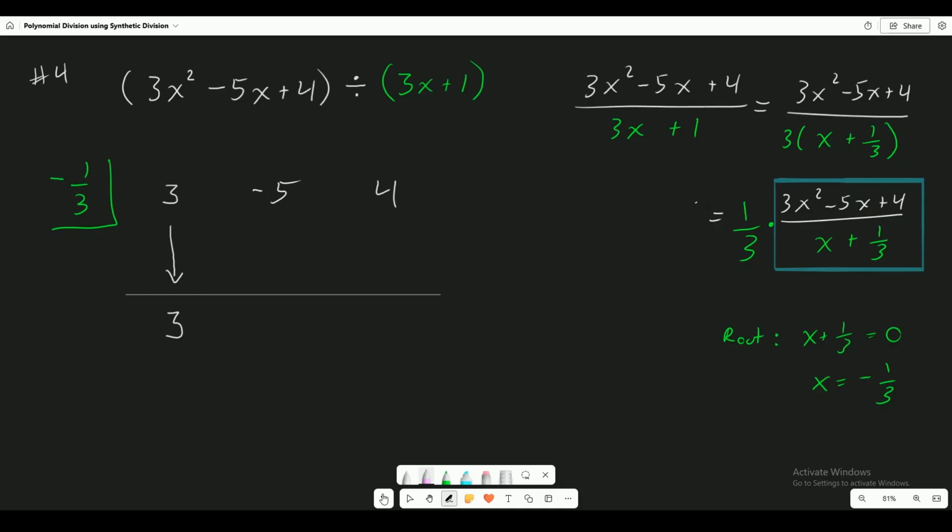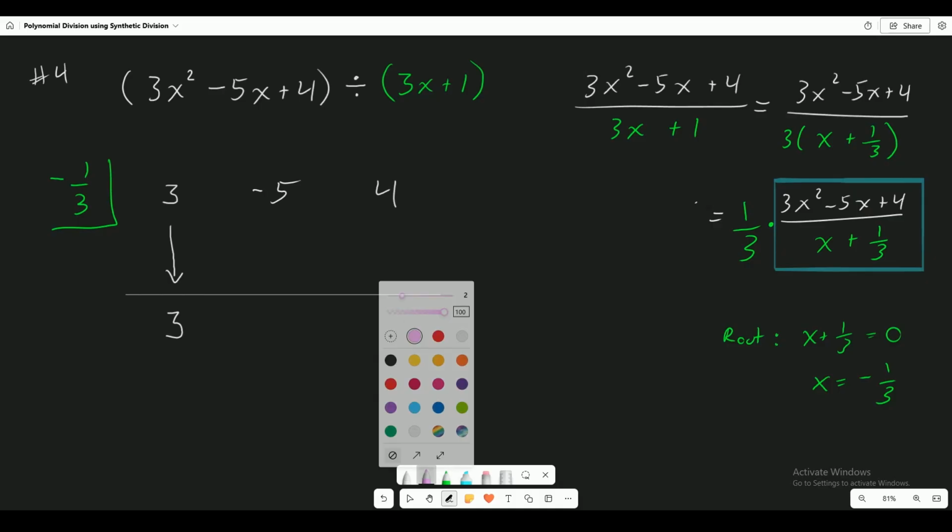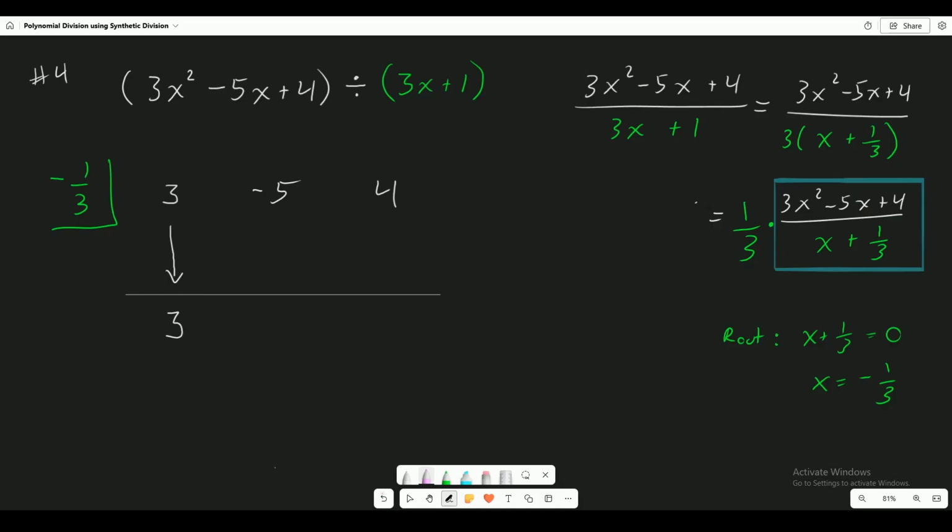Negative 1/3 times 3 is equal to negative 1. And we're going to add it. Negative 5 minus 1 is negative 6. Okay? Now we have negative 1/3 times minus 6, which gives me 2. Right? Yes, 2.